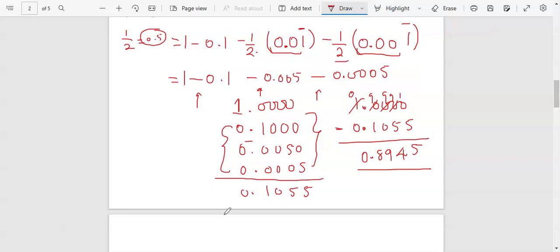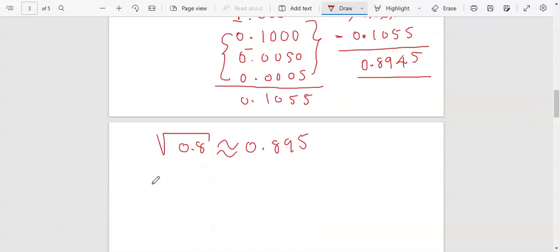Now the question was saying write to 3 decimal places, meaning that the square root of 0.8 is approximately equal to 0.895. Let me punch it on the calculator, we find the exact value, we see if it is the same. Square root of 0.8. So this is 0.894427191.